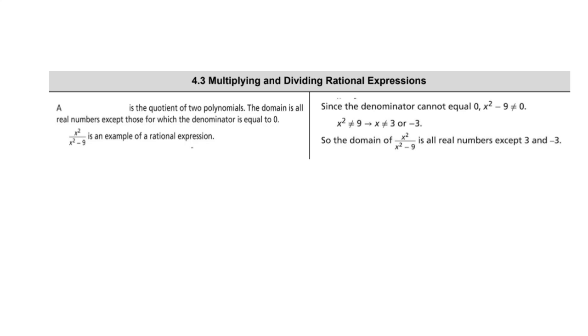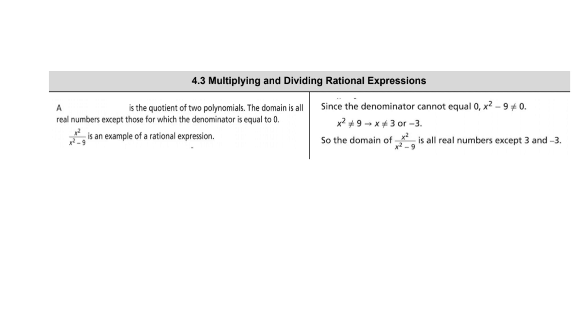Hi guys, this is the 4.3 notes on multiplying and dividing rational expressions. So the first section we did last one was graphing them, finding the vertical and horizontal asymptotes. Today we're going to do some operations with multiplying and dividing.